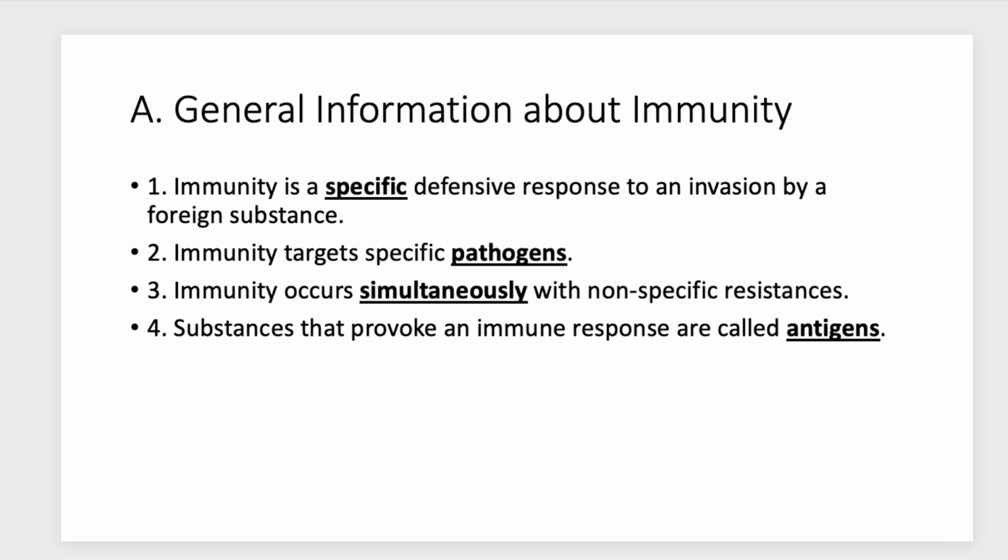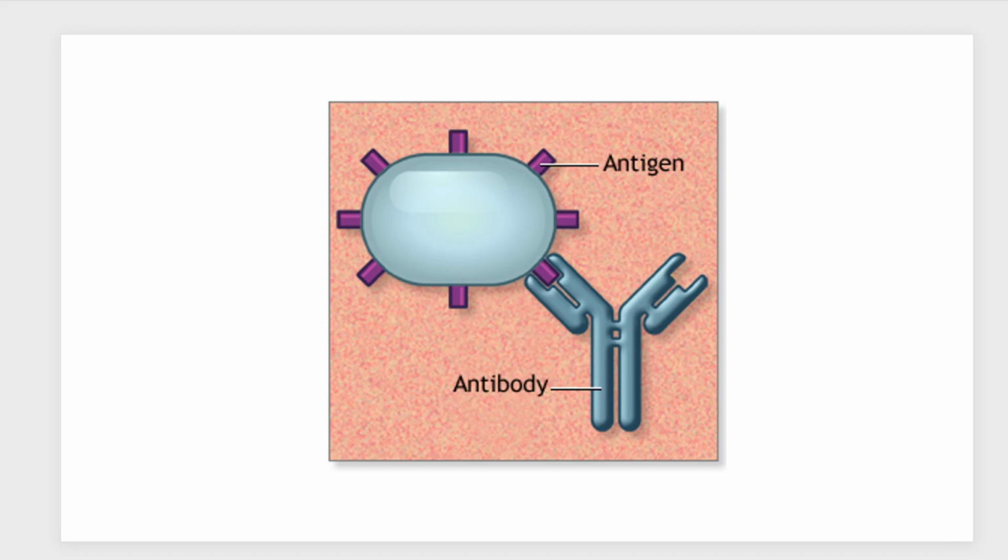Substances that provoke an immune response, we call those antigens. To remind you of the difference between an antigen and an antibody, we have a little microbe here covered in some surface proteins, and then we have an antibody. The antigen is what is invading. Those are either going to be proteins, large polysaccharides, some kind of component of the microbe that doesn't look like our own bodies. So it's something unique, something foreign.